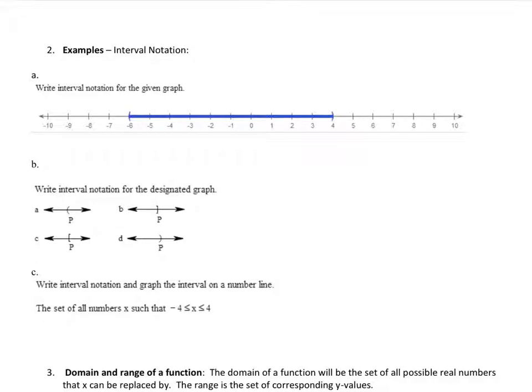Okay, so for some examples, I have a graph here and I'm asking you to write what the interval notation would be. So for this one, it says it's parentheses on the graph, so we're going to use parentheses on our interval notation. Parentheses -6 to 4 parentheses. Put that one, and B, we need to write each one of those in interval notation.